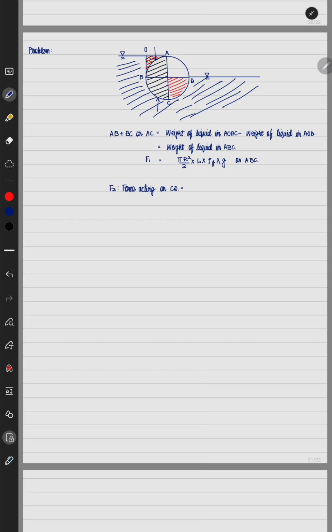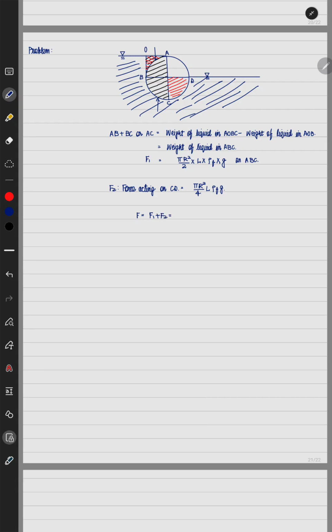Okay, and whatever volume is occupied, we will find if density rho F fluid is filled in that volume, what would be the total weight, and equivalent to that weight, the force will be applied on that curved surface. So what is the total amount of weight which is kept in CD? That is given by pi r square by 4 into L. This will give me the total volume into density rho F into g. So what is the total force F acting on the surface ABCD? That is given by F1 plus F2.